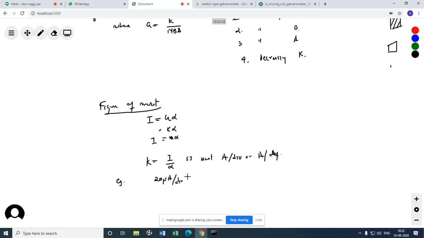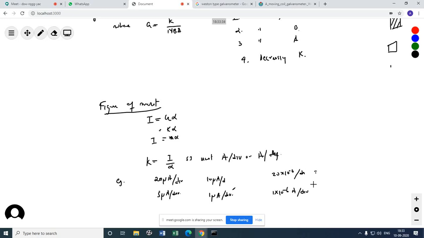When you use this in the physics lab, your concept gets broadened. So 20 microamp per division. Then there is 5 microamp per division, then 10 microamp per division. In my lab I have all this, even 1 microamp per division. 1 microamp means 1 into 10 to the power minus 6 ampere per division. And 20 microamp is 20 into 10 to the power minus 6 per division.